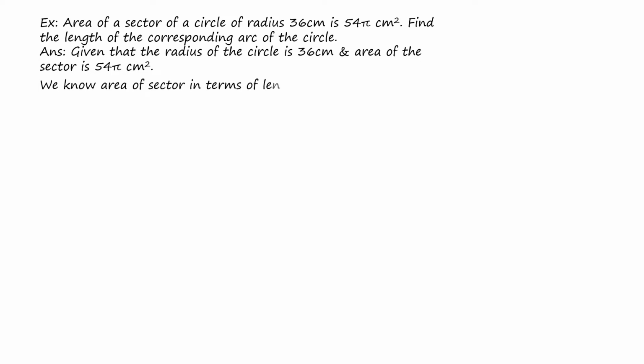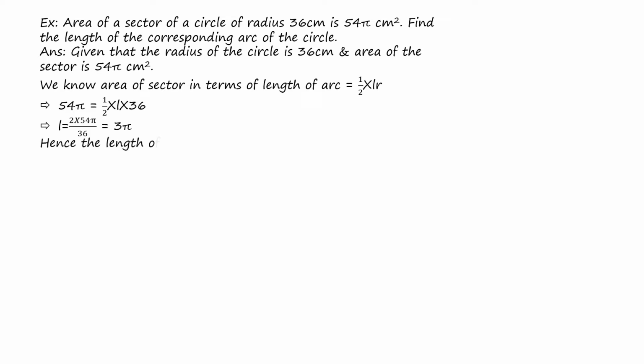We know the area of a sector in terms of the length of the arc is 1 by 2 into L into R. So we can write 54 pi equals 1 by 2 into L into 36, or this implies L equals 2 into 54 pi divided by 36, which is nothing but 3 pi. Hence, the length of the corresponding arc is 3 pi centimeter, is the answer.